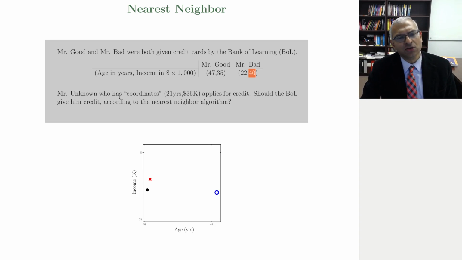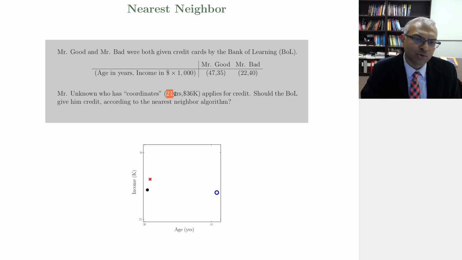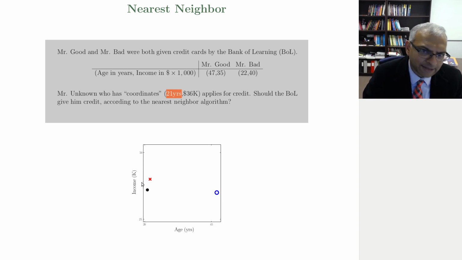Now you've got Mr. Unknown who comes, and we want to decide whether to give Mr. Unknown credit. Mr. Unknown's coordinates are that he's 21 years old, so very similar to Mr. Bad, and his income is 36K. So he's this black dot here. His income is very similar to Mr. Good, but his age is very similar to Mr. Bad.